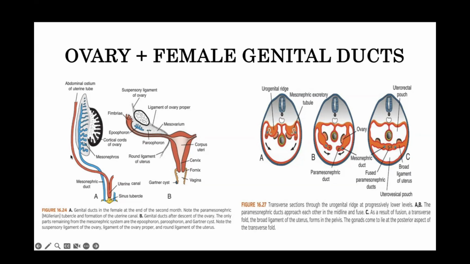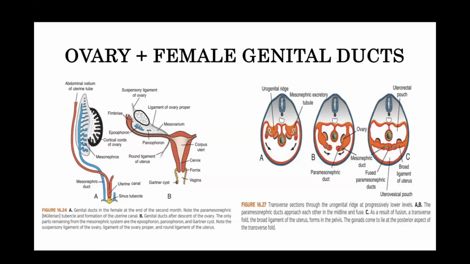And as on both sides the paramesonephric duct turns medially, the paramesonephric ducts then fuse and become visible in a cross section or transverse section, which we can see here. And as the paramesonephric ducts fuse, they form the broad ligament of the uterus. And eventually the fusion of the paramesonephric duct also gives rise to the body and the cervix of the uterus and the upper two-thirds of the vagina. Also, we can see that it helps divide the pelvic cavity into the uterorectal and the uterovesical pouch.